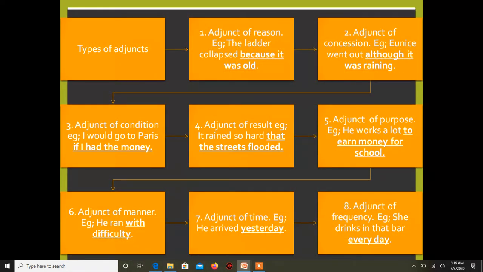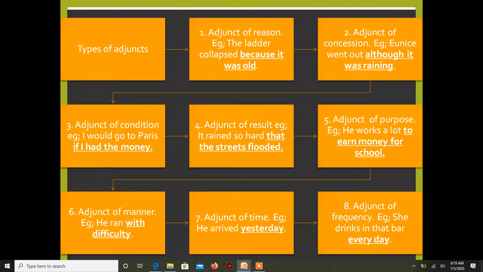Now, what are the types of adjuncts? Types of adjunct. Number one, we have adjunct of reason. Example, the ladder collapsed because it was old. Why did the ladder collapse? It collapsed because it was old. So the adjunct here is adjunct of reason.